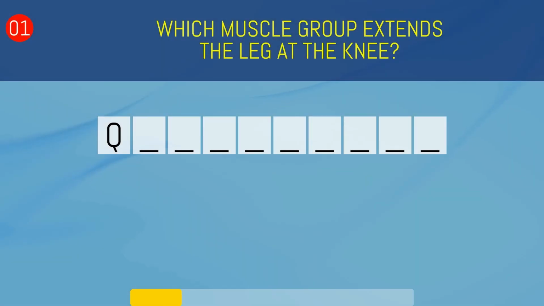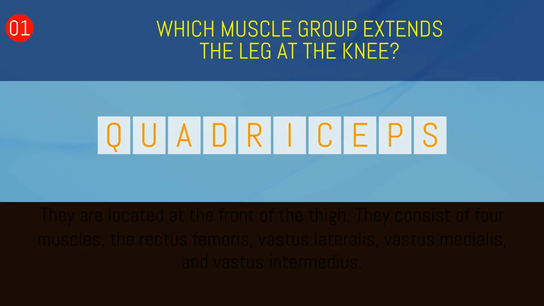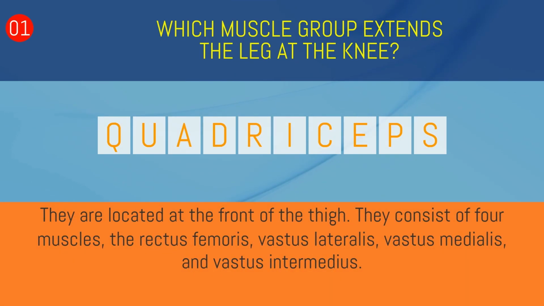Which muscle group extends the leg at the knee? Quadriceps. They are located at the front of the thigh. They consist of four muscles: the rectus femoris, vastus lateralis, vastus medialis, and vastus intermedius.